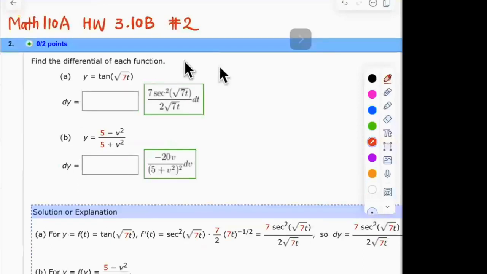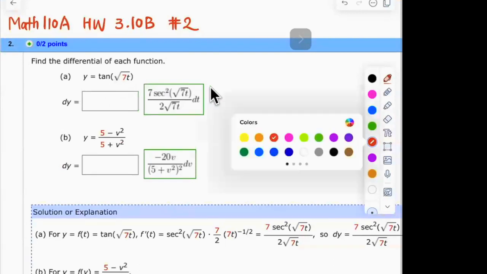So you have a question about this problem. This is for homework 3.10b, number 2. We are trying to find the differential of each function, this one and this one. Notice that the differential here is dy. So you have a question about what's the difference between the derivative and the differential.